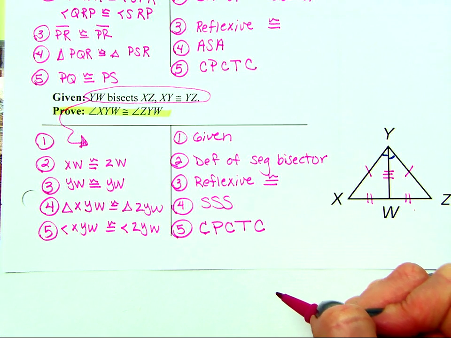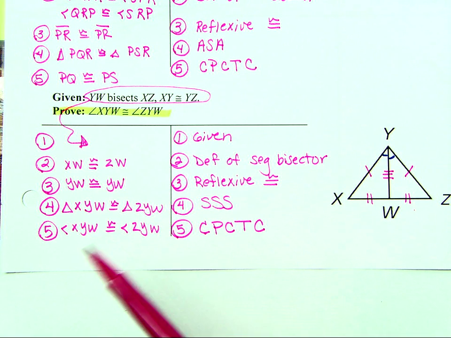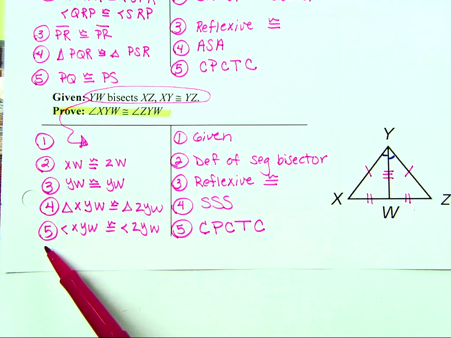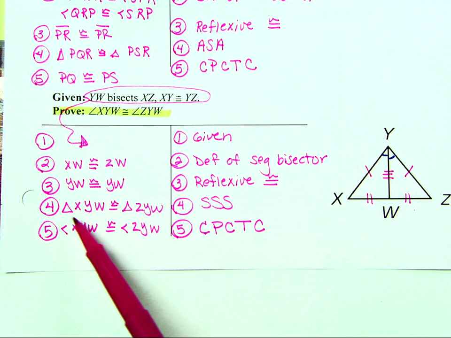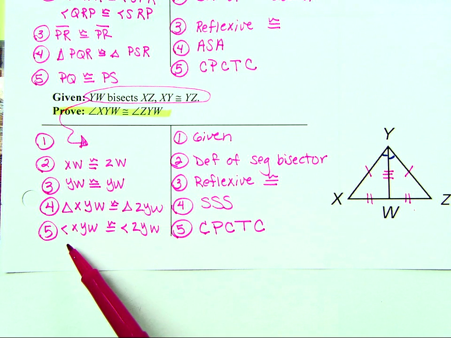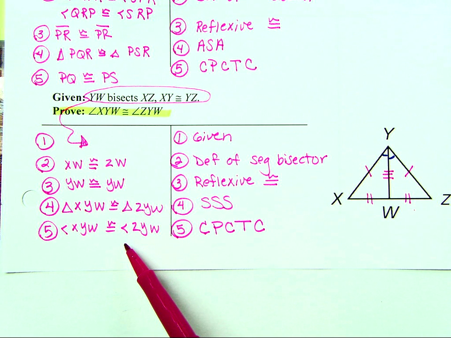The other thing that I wanted to point out is you'll notice that step 4 and step 5 look very similar, yet they are different because of my symbol. One says I have congruent triangles, while the bottom one says I have congruent angles. So be mindful of which symbols you're writing.